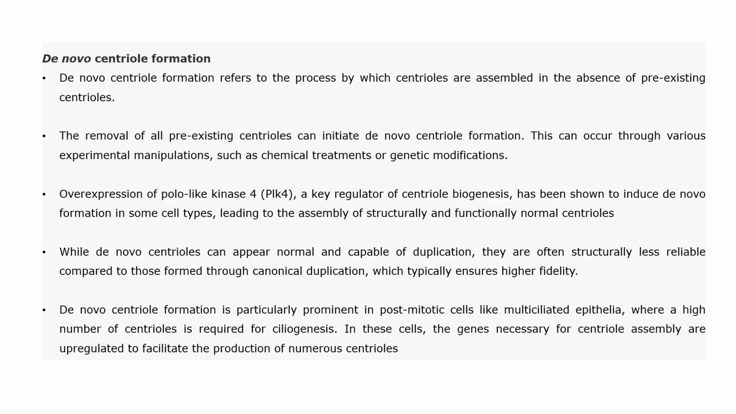In case of de novo centriole, if the pre-existing centrioles are absent in the cell, centrioles can also form. One such example is overexpression of polo-like kinase 4, which is a key regulator in centriole biogenesis. It can lead to de novo formation of the centriole, even if the pre-existing centrioles are not present. Especially in the case of ciliogenesis, in cilia formation, right?